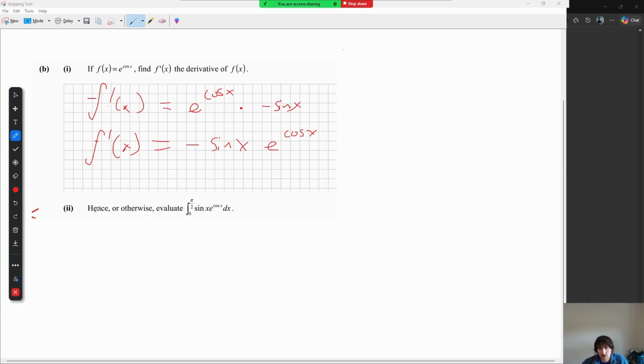Hence or otherwise, it's obviously hence, we can't do this any other way. We need to use this from up here, work this out. Right, so how do we do that? So the idea here is to rewrite f dash x as dy dx.